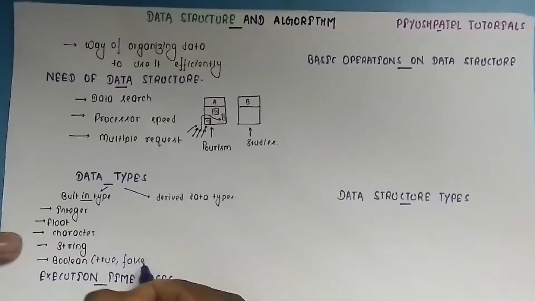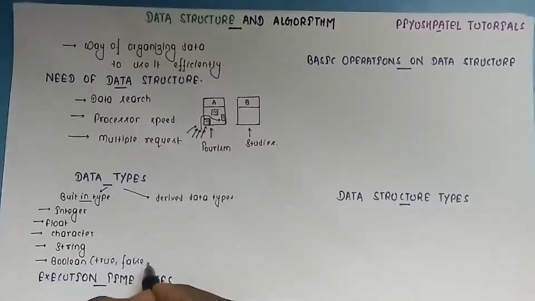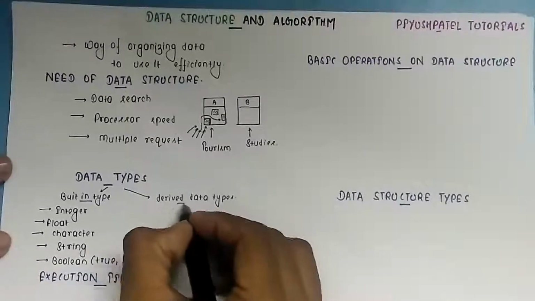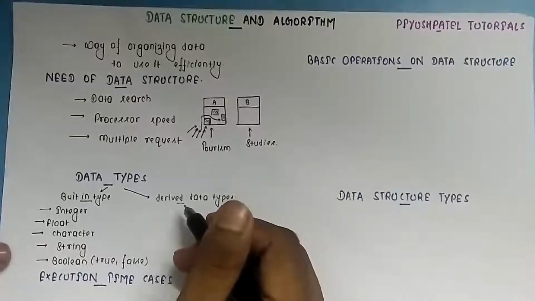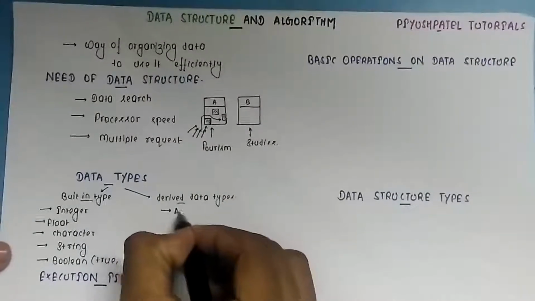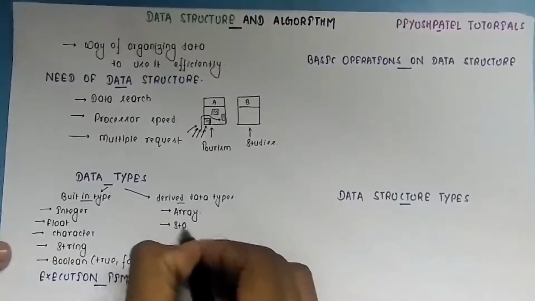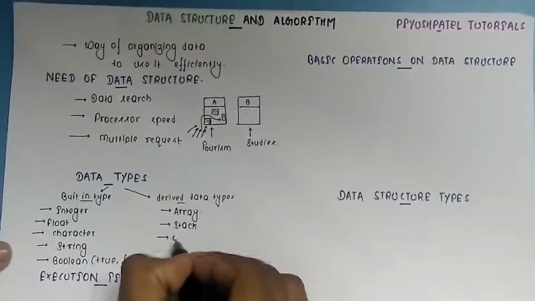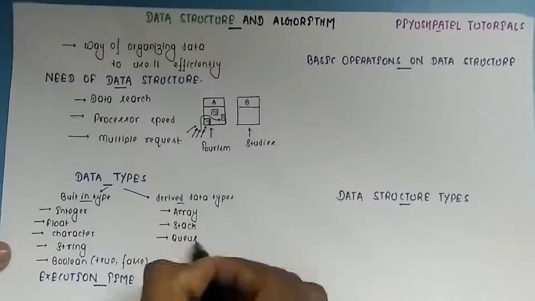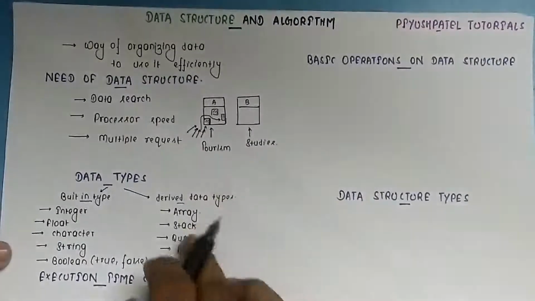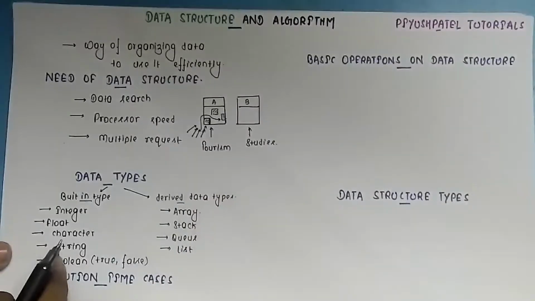These are mainly used in JavaScript or Java language programming. When you go for Android development, the Java language is mostly used, and you will get to know about booleans there. And the next is derived data types, and under this come array, stack, queue, and list. So these are the derived data types, and these are built-in data types.